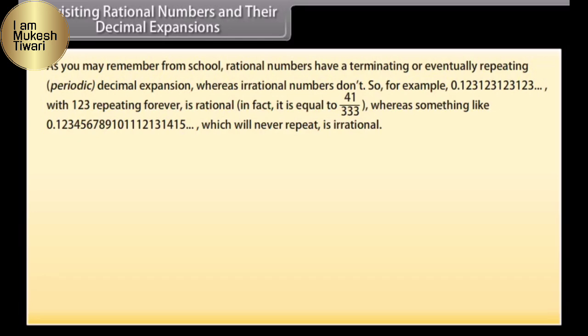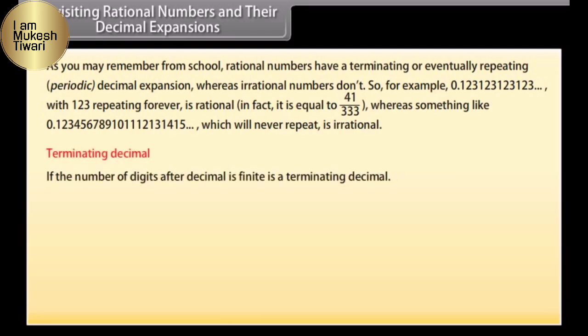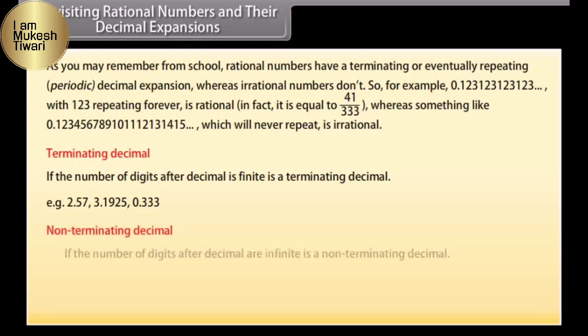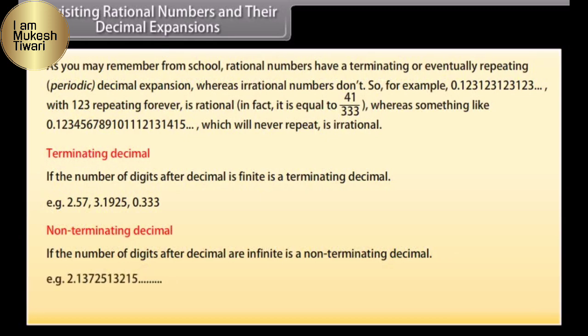Whereas something like 0.123456789101112131415, and so on, which will never repeat, is irrational. Terminating decimal: if the number of digits after the decimal is finite, it is a terminating decimal. Examples: 2.57, 3.1925. 0.333...: non-terminating decimal. If the number of digits after the decimal is infinite, then it is a non-terminating decimal.